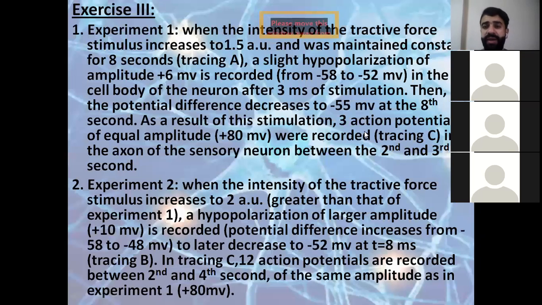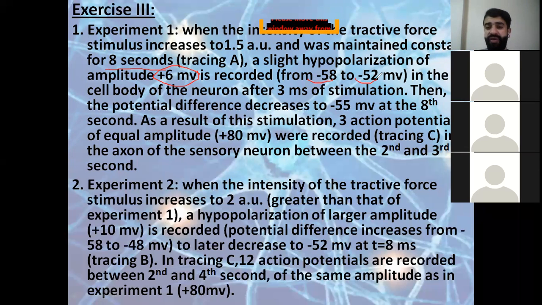Here we increase the intensity to 1.5 AU, and it was maintained for about 8 seconds. So it remains constant for 8 seconds. What happened? We have a hypopolarization, a decrease in the negativity of about 6 millivolts. It increases from minus 58 to about minus 52 or minus 50. In these questions, I'm not going to be so strict, so we have slight changes. Maybe you're going to see it as minus 50, it's okay, because I don't give you exact values. But if in the question I gave you an exact graph, you have to give the values exactly.